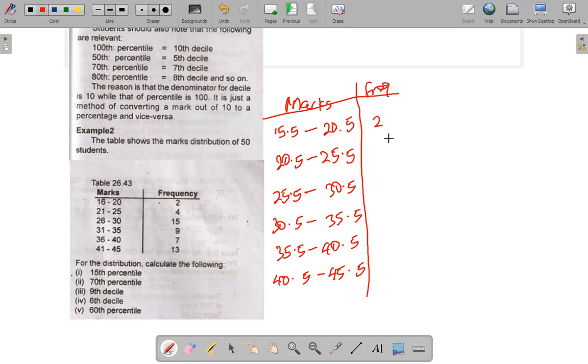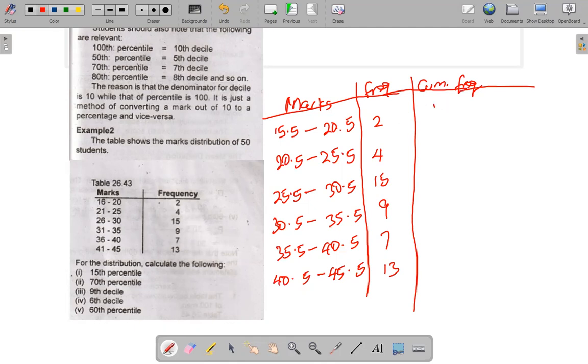The frequency here is 2, here is 4, here is 15. Just copying the number directly into it. Frequency does not change. 9, 7, and 13. Next thing is cumulative frequency.